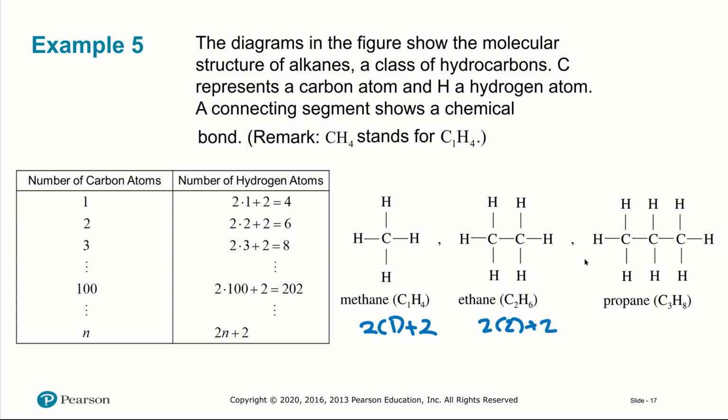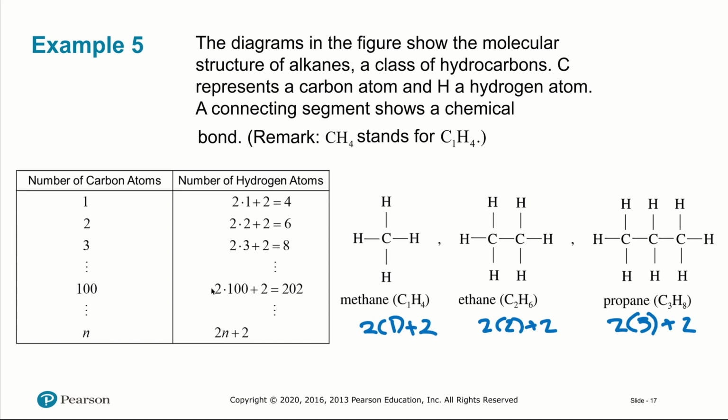For this one, the number of hydrogen atoms will be 2 times the number of carbon atoms, which is 3, and then add the 2 on the sides again. So, doing that, we get this sequence, right?